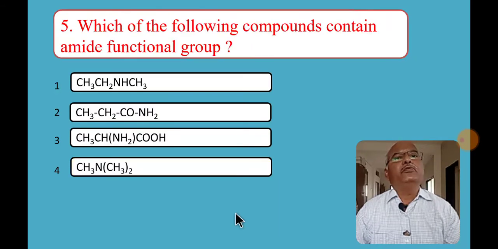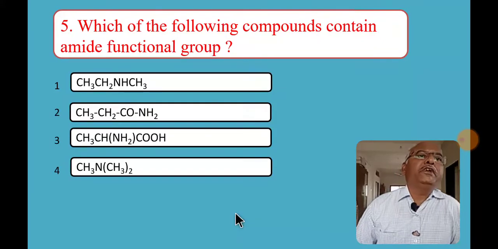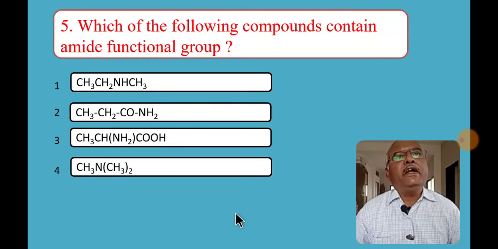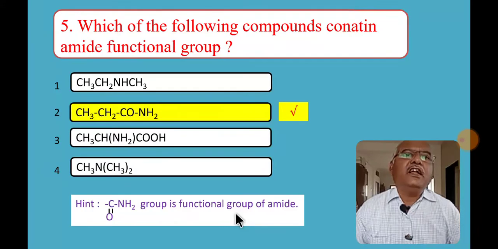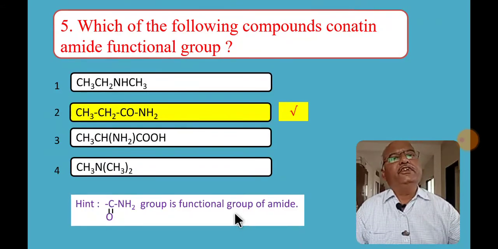Question number 5. Which of the following compounds contain amide functional group? So the compounds contain different functional groups. You have to select which compound contains amide. Select the answer. Check your answer. The second answer is correct. In the hint, the C double bond O NH2 group is the functional group of amide.